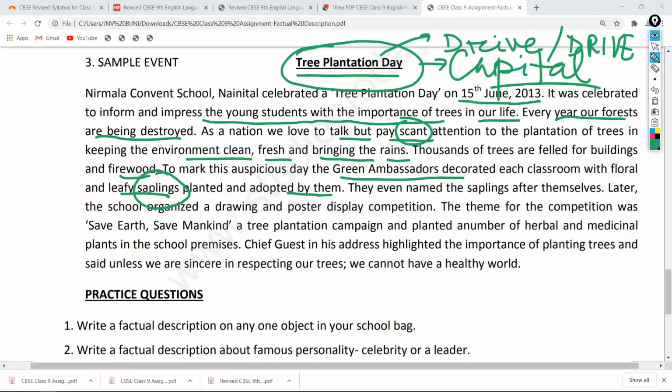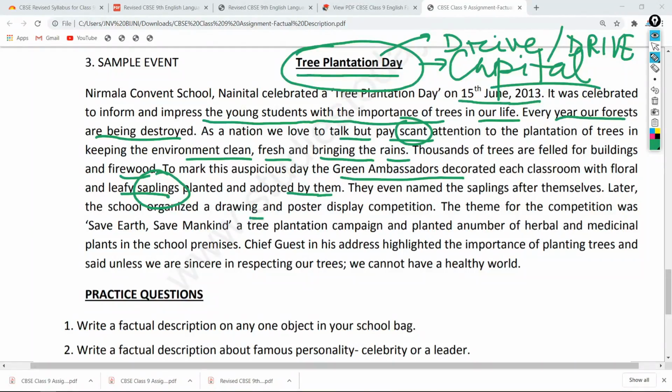They even named the saplings after themselves. Some of the saplings, some of the small plants, were named after those people. Suppose one name is Sitaramaya, then the tree also will be named Sitaramaya because it is adopted by Sitaramaya. So in this manner, the saplings which are going to be trees are also named after those people.